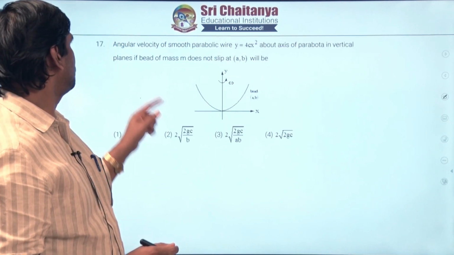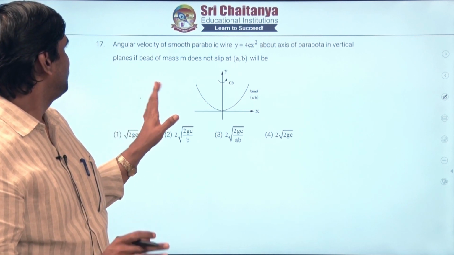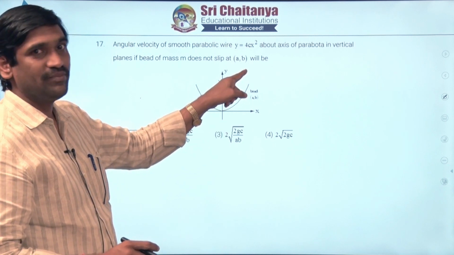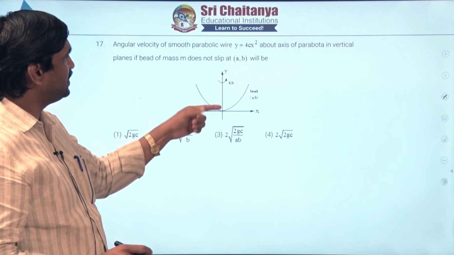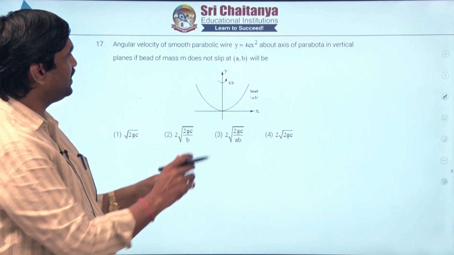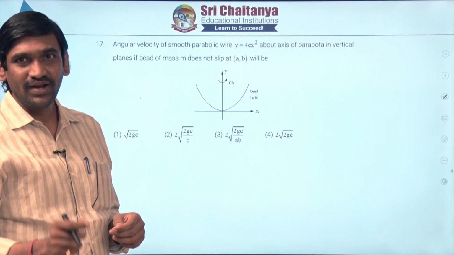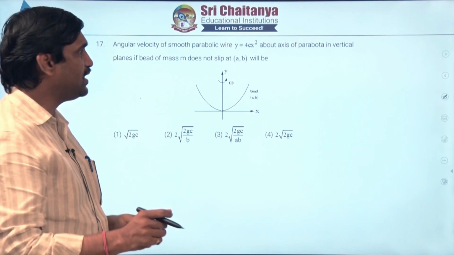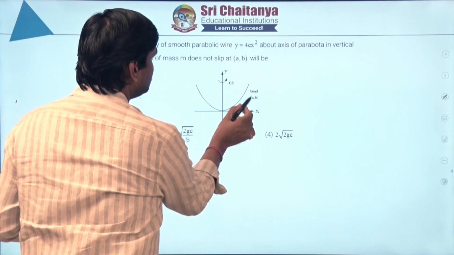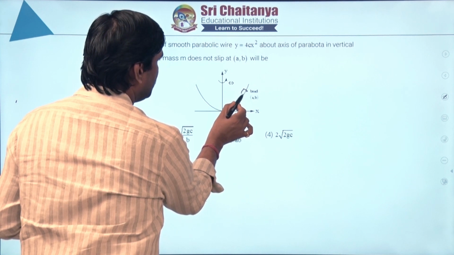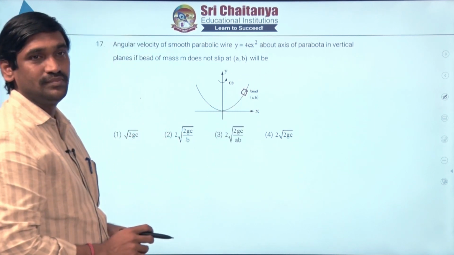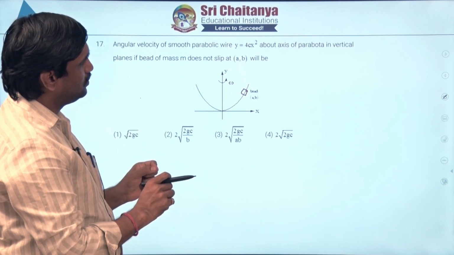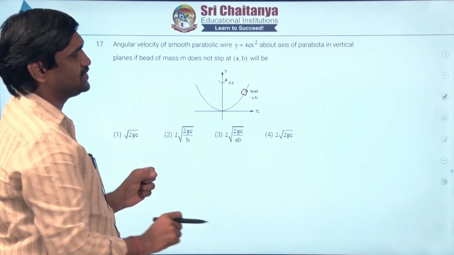Now we are going to start the 17th question. Here there is a parabolic shape wire frame. This wire frame is in the xy plane. It is rotating about the y axis with angular velocity omega. Now they are asking what is that angular velocity when a bead at this position is at rest. Now I am measuring what are the forces acting on the bead which keeps the bead at rest.